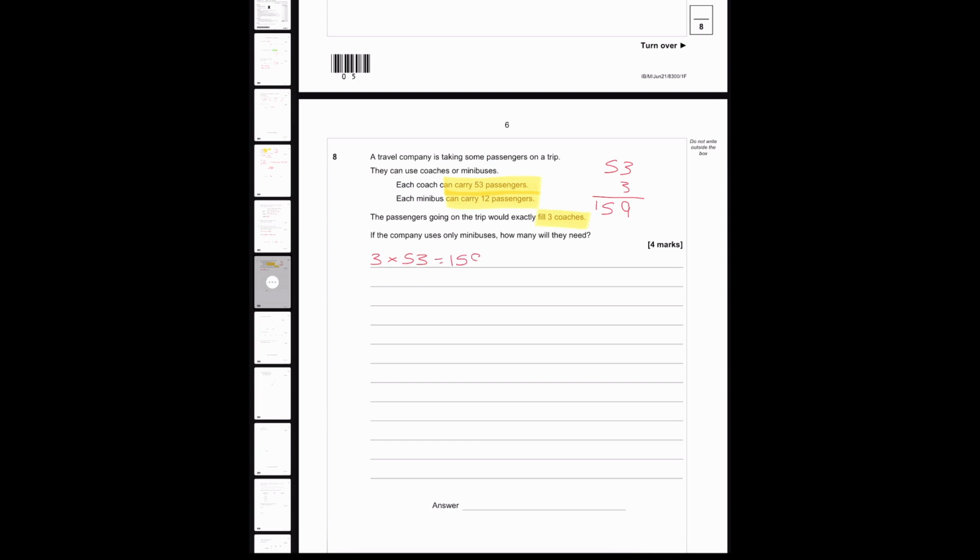3 times 53 is 159. Now we know how many people we have. We can divide this number by the number of people the minibuses can hold. When we do this, we get 13.25 minibuses. Since we cannot use 0.25 of a bus, we have to hire the whole bus and just have empty seats. So we need 14 buses.